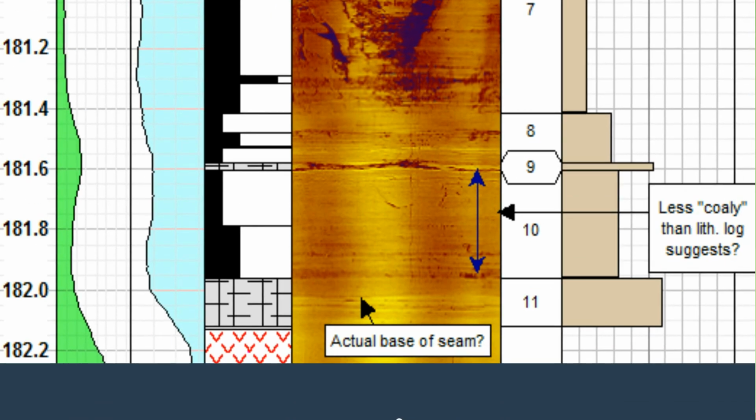As an example of this, towards the base of the seam, the section from 181.6 to 181.95 metres has been logged as dull minor banded and dull banded. But looking at the relative lightness of the image, this might be an overly generous interpretation. The raw ash of 33% confirms this view. Similarly, it looks like the carbonaceous mudstone shown on the lith log at the base of the seam is actually coalier over its upper half than it has been logged. So in effect, the seam thickness should be slightly greater.